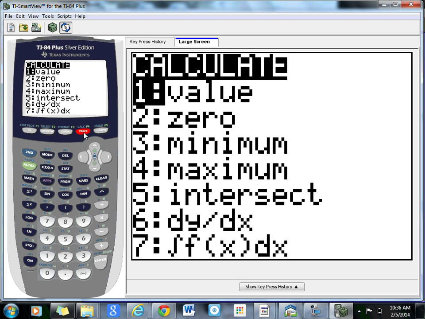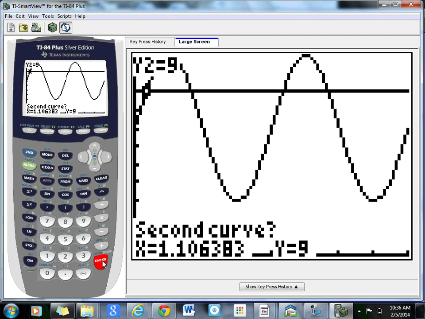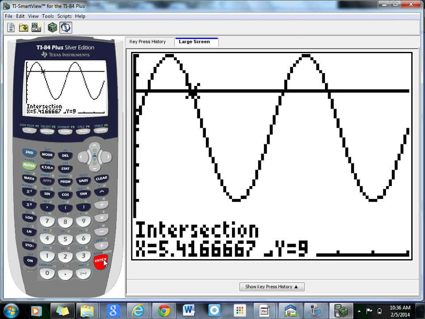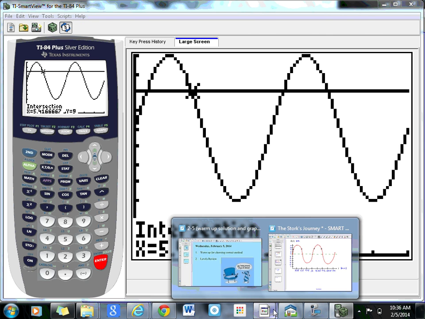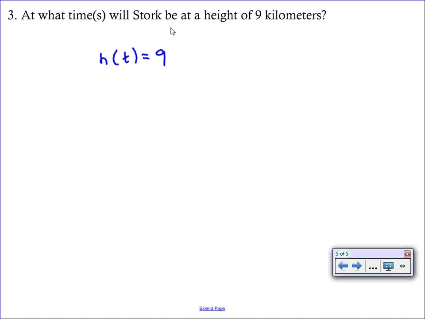Arrow over to the next one. And actually press second calc again, and we'll do intersection. And it says first curve, yes, I want the sine curve. Second curve, yes, I want the line. And then it's going to again ask us for our guess. So we're going to guess over here. Press enter. And you'll find out that we have 5.41. So going back to our question, we can definitely answer this one. And we can say that the time was approximately 1.08. That would be time 1. And that the second time that the Stork hits 9 would be at 5.41.